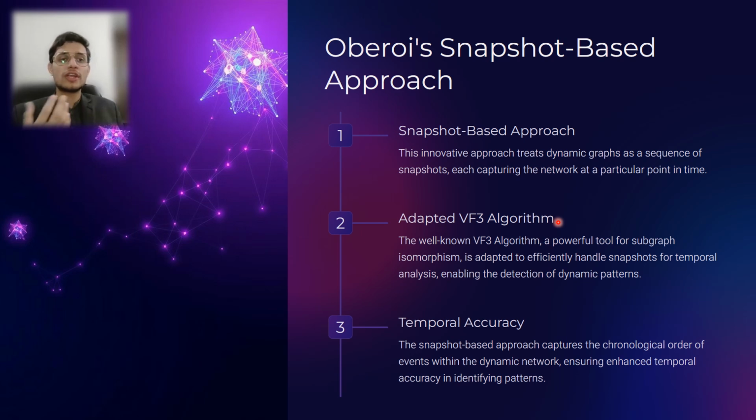So how can it be so accurate? The real reason behind its accuracy is the chronological order of the events. It takes snapshots and then merges or analyzes them to get the subgraphs, and in the end, the result it produces is the dynamic patterns.